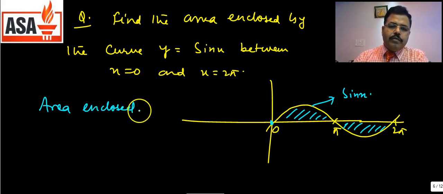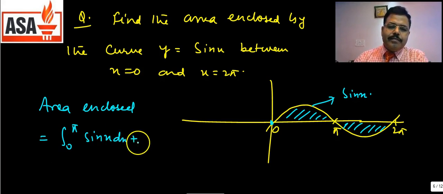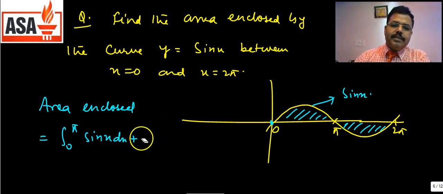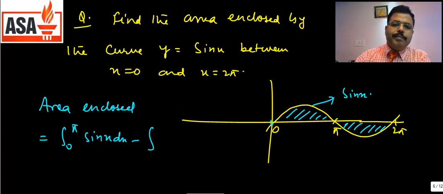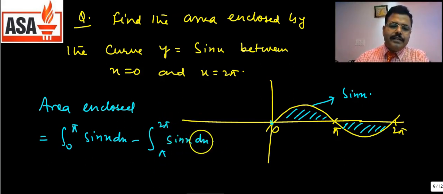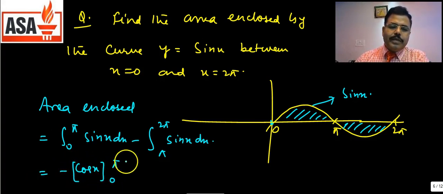So the area enclosed is equal to what? Either you can calculate 0 to pi of y is equal to sin x, so sin x dx, and instead of plus, you need to write minus here because this area is below the x-axis. So minus the integral from pi to 2 pi of sin x dx. The integration of sin x is minus cos x from 0 to pi, and here minus of minus cos x, that is plus cos x, from pi to 2 pi.